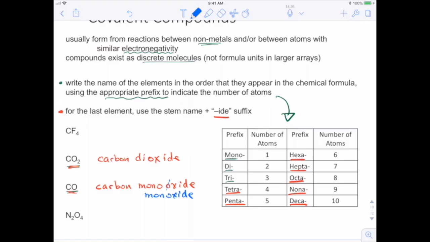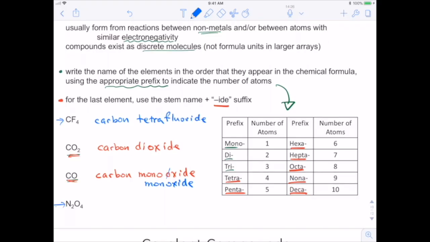All right, let's look at this one up here. We start with carbon, and we have 4 fluorines, but we end in IDE, and the prefix for 4 is tetra, so this would be carbon tetrafluoride. This one we start with nitrogen, but there's 2 of them, so it's dinitrogen, and then not tetraoxide, but tetroxide. So really, I dropped the wrong O. I had to choose one or the other. All right, you dropped the first one. So in this case, in tetra, we dropped the A and just went right to tetroxide, dinitrogen tetroxide.